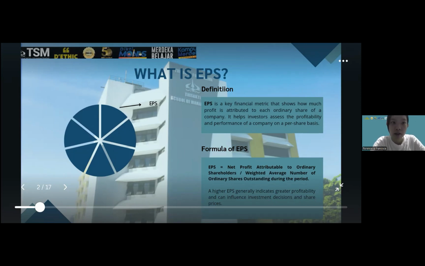But it also means if EPS is low, a share is earning lower profit. So companies with higher EPS are often seen as more successful and attractive to investors.